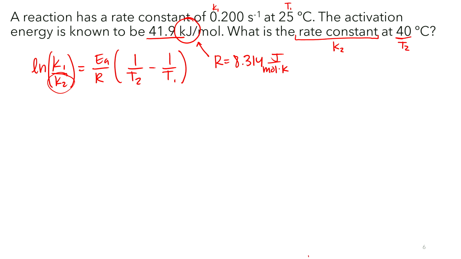Since I've got R underneath EA, I could either convert R to kilojoules, or my preference is to say that EA equals 41,900 joules. This is a really common place to make a mistake: if you divide kilojoules by joules, you're going to get the wrong answer. You have to have those units matching, so write your units out. A kilojoule is 1,000 joules.